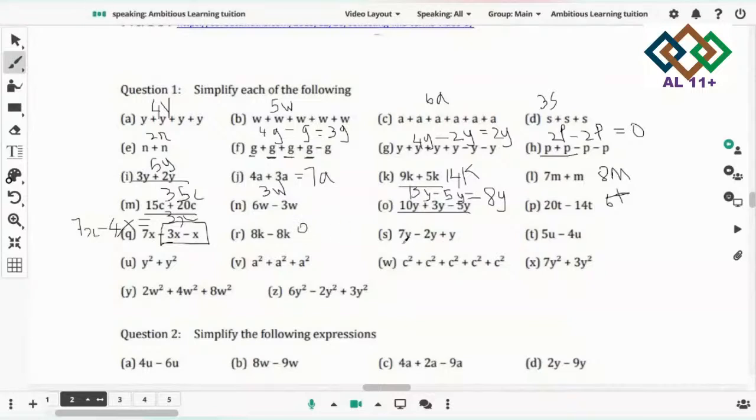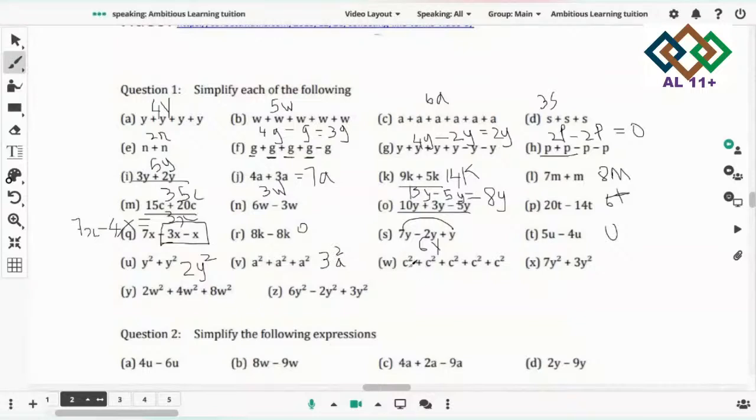Then you have 7y minus 2y plus y. First try adding them up and then minus by 2y. So that's 8y minus 2y. That gives you 6y. And the next one is 5u minus u. You will only get a u because the answer was 1. Then you have y square plus y square, that's 2y square. Then you have a square plus a square plus a square, that's 3a square.